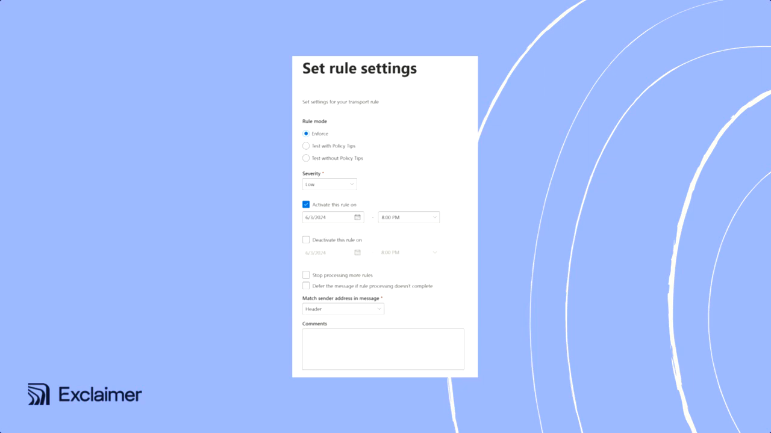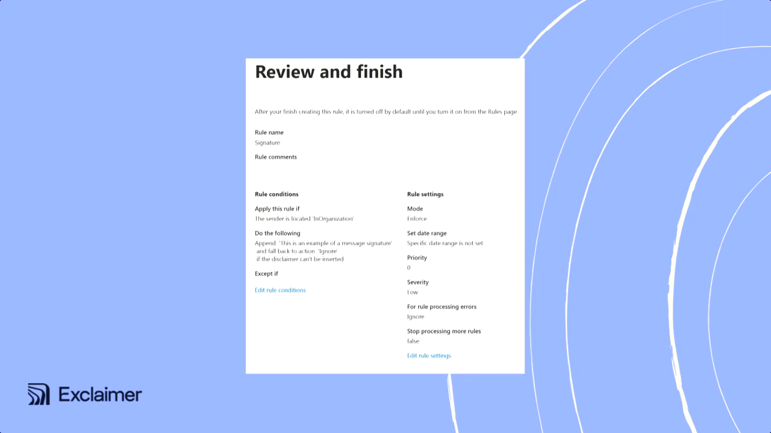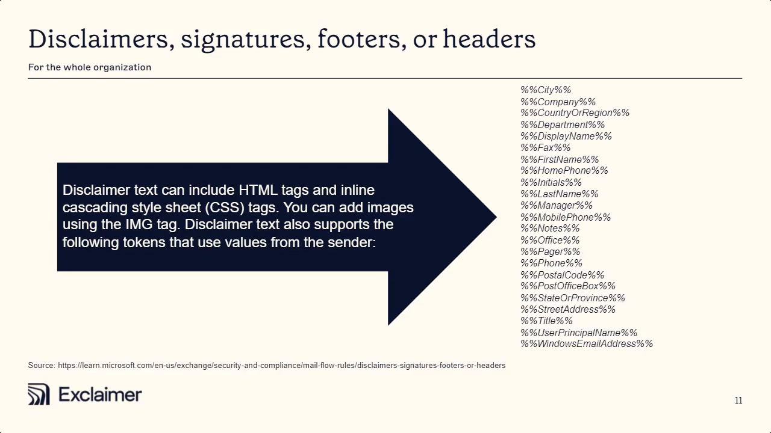You can also optionally set a deactivation date, but that's not something that you necessarily have to worry about. So once you've got all of this set, then you come to the review and finish screen. At that point, you would take a moment and just review everything that you've entered to make sure that it's correct, and then the rule is created.